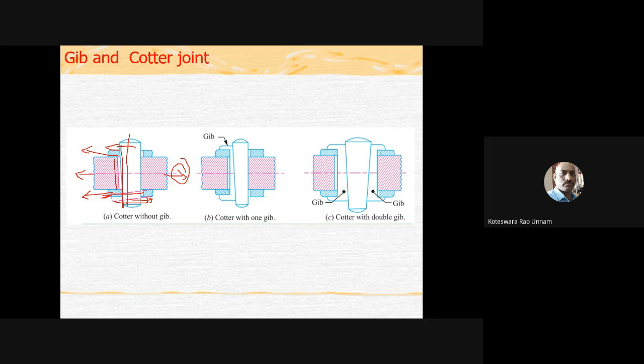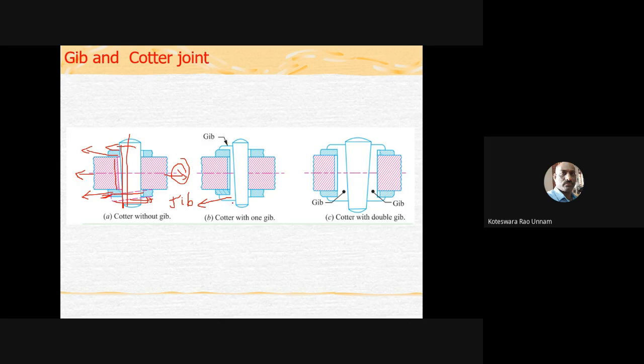So to overcome the bending problem, we need to provide another component which is called a jib. The purpose of the jib here is to eliminate the tilting of this cotter, or maybe this sleeve is subjected to a bending stress. To eliminate the bending stress, we need to provide a jib along with the cotter in the joint. Once you provide a jib to the cotter, there may be another option also.